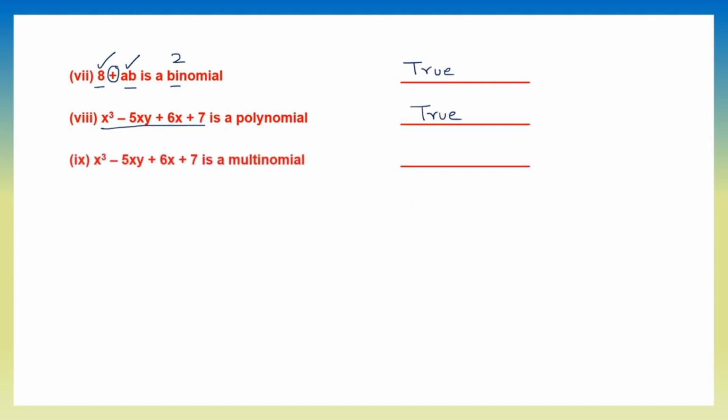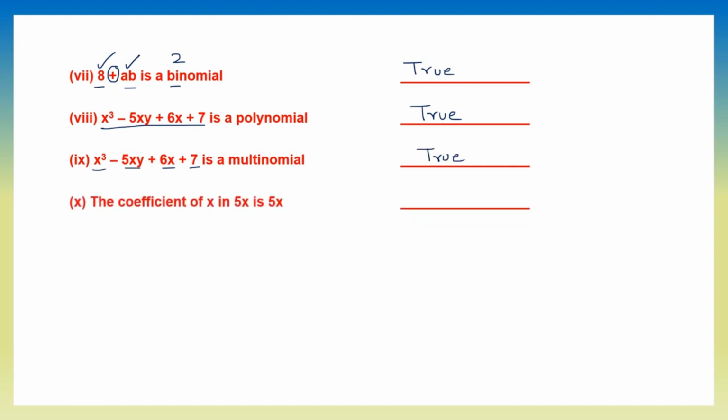Next one. The given expression is a multinomial. So what is a multinomial? That is an expression which has two or more than two terms. So as you can see, there are many terms: 1, 2, 3, 4 terms. So it is a multinomial also. So this statement is also true.